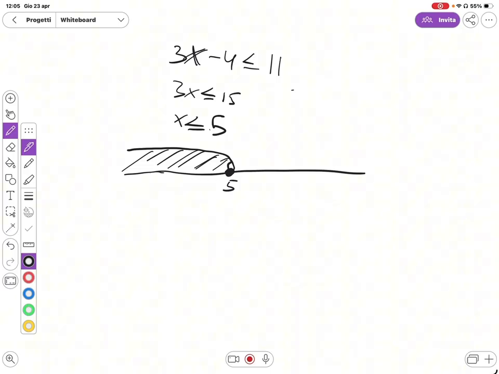So that's it. I hope you were able to understand how to solve inequalities. And remember to always, for such inequalities, keep both sides balanced. So x on the one side and numbers on the other side.